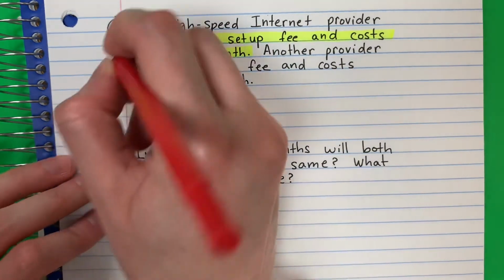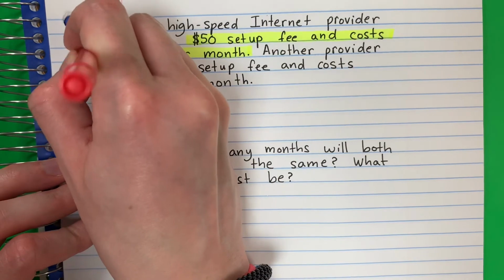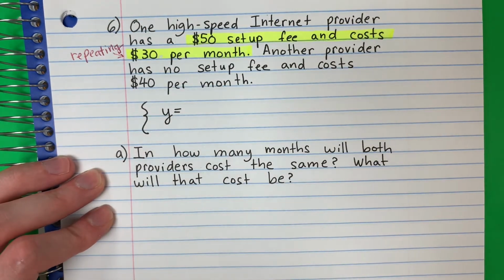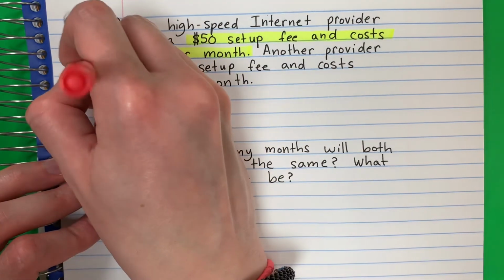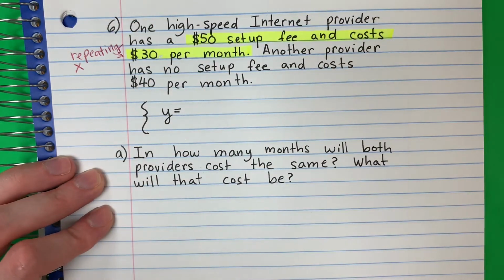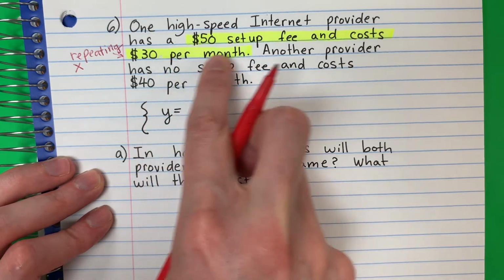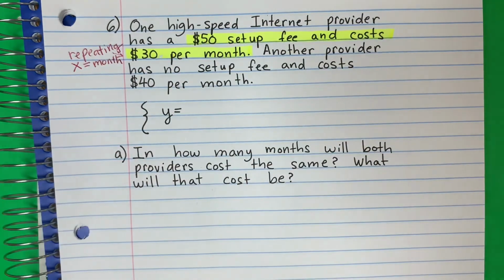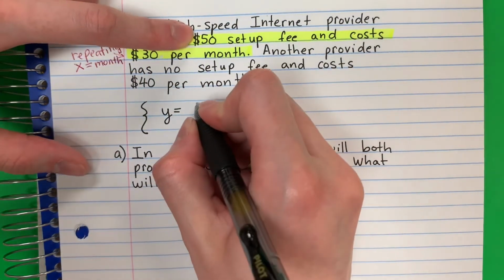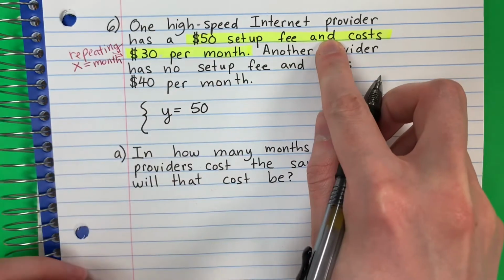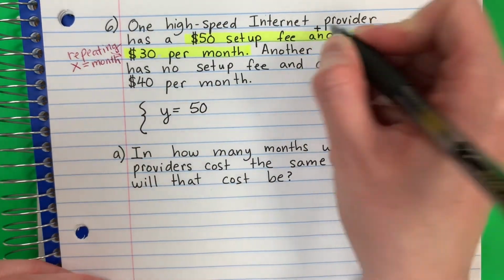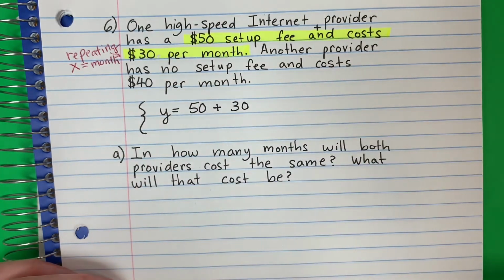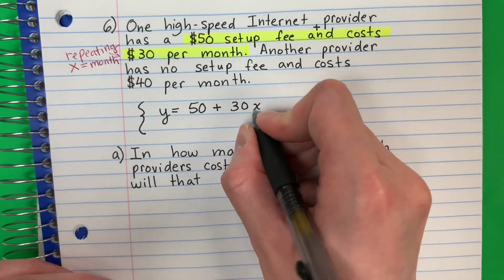So, I'm going to put here, repeating. Okay, if it's repeating, si está repitiendo, put X, pone X. When is it repeating? ¿Cuándo está repitiendo? Every month, cada mes. So X is month. Okay, so I'm gonna do $50 and plus, más. So plus, I have 30, it's repeating, está repitiendo, so I will put X, voy a poner X.